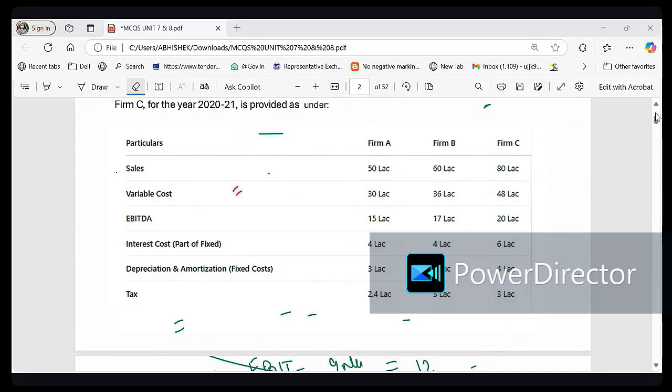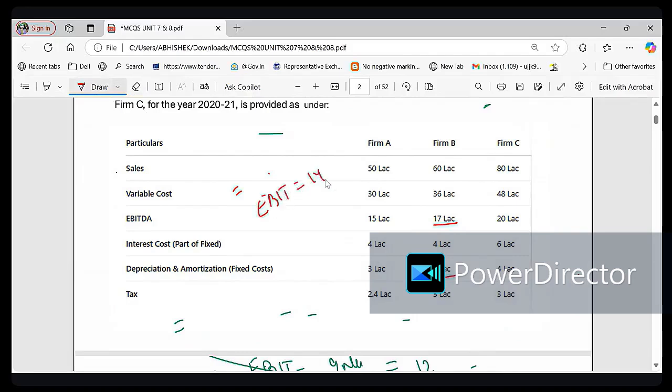So let me explain. For firm B, if you calculate the DFL, so DFL is EBIT upon EBT. For firm A, you can see we have just calculated 1.5. If we calculate the same for firm B, EBITDA is 17 lakh, and from this EBITDA we subtract the depreciation, so we get EBIT. EBIT is 14 lakh, and from this we subtract the interest, so we get EBT, which is 10 lakh.